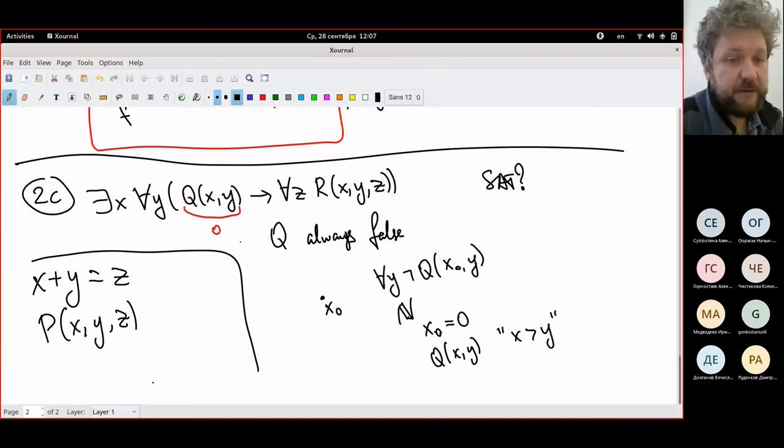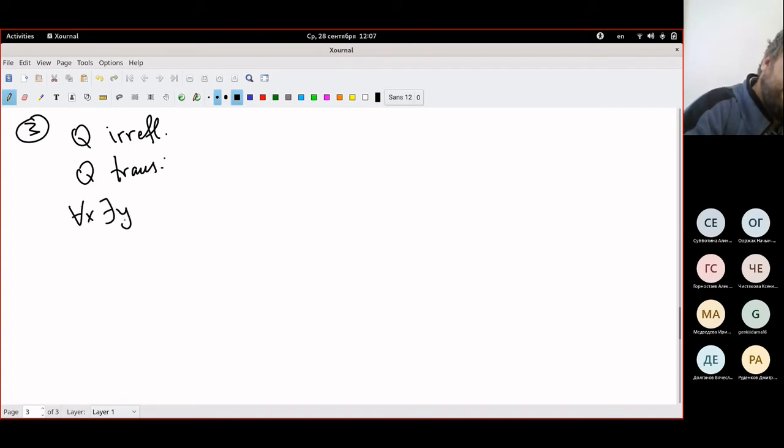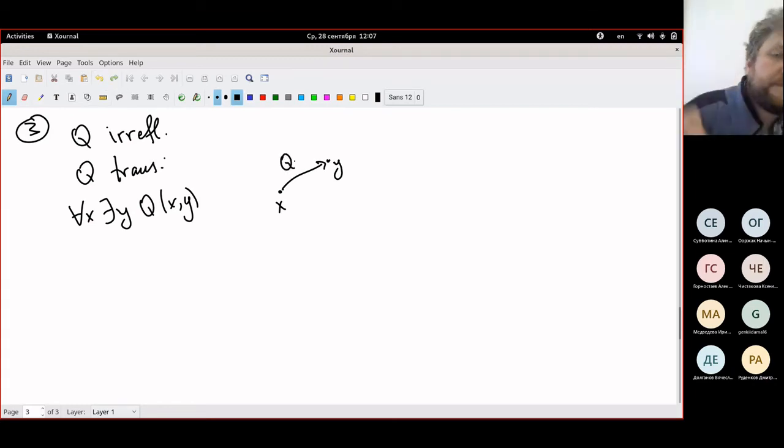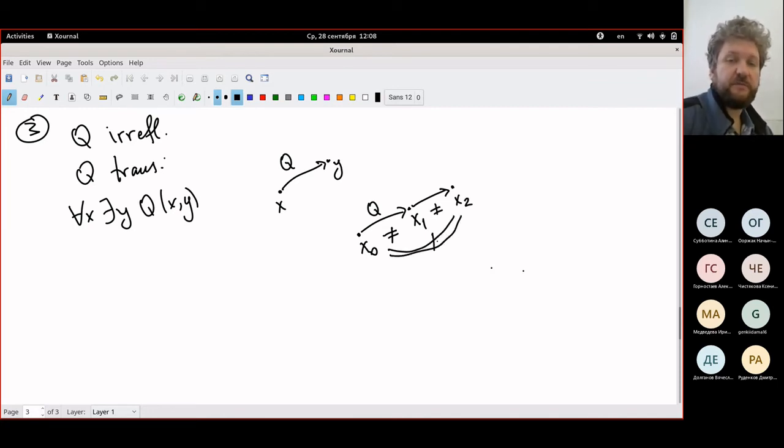So the formula, problem number three, says that Q is irreflexive, Q is transitive, and for all x there exists y such that Q of x, y. It means that if you have an x, then you have a y which it sees. Why should such a structure be infinite? Well, you can take some x0, then it should see some x1, and x1 is not the same as x0 because it's irreflexive. Next, it should see some x2, and x2 is not x1 and also not x0 due to irreflexivity and transitivity.